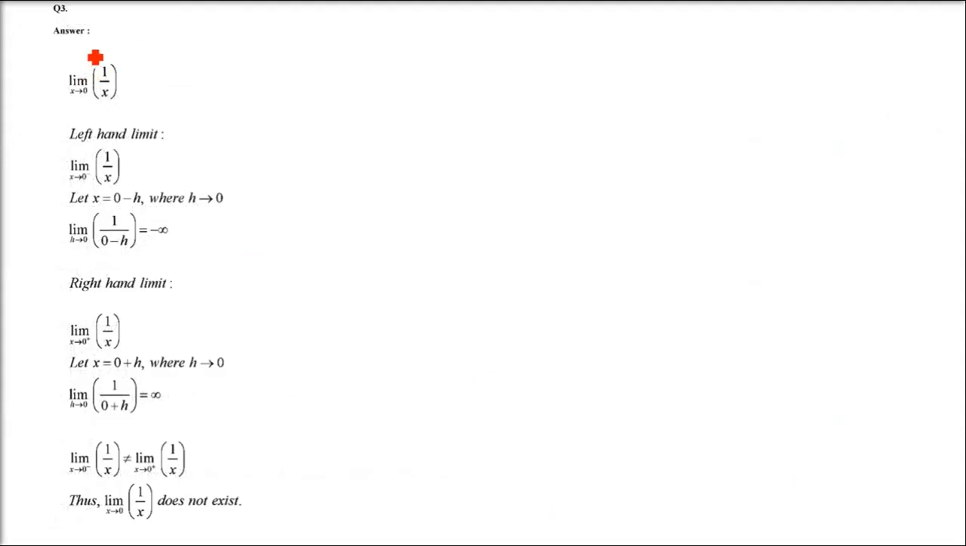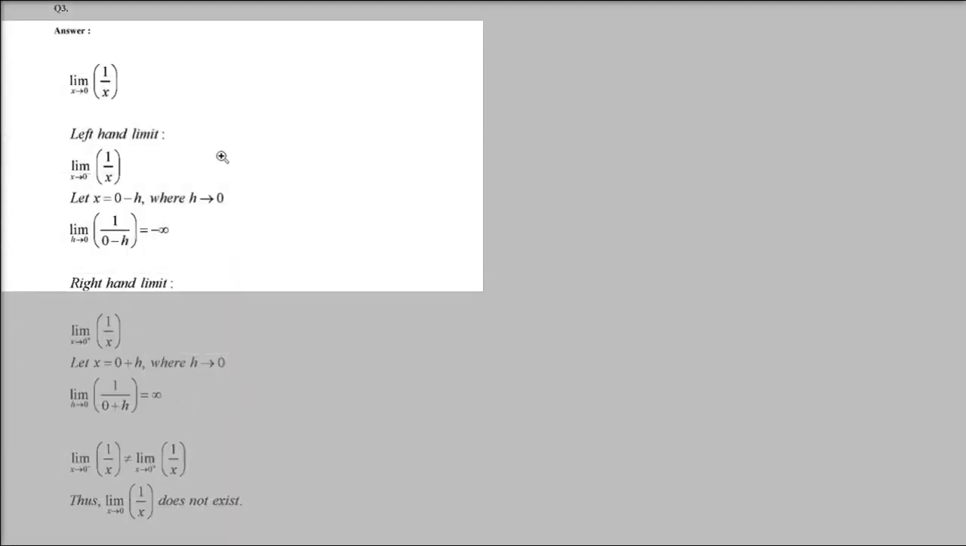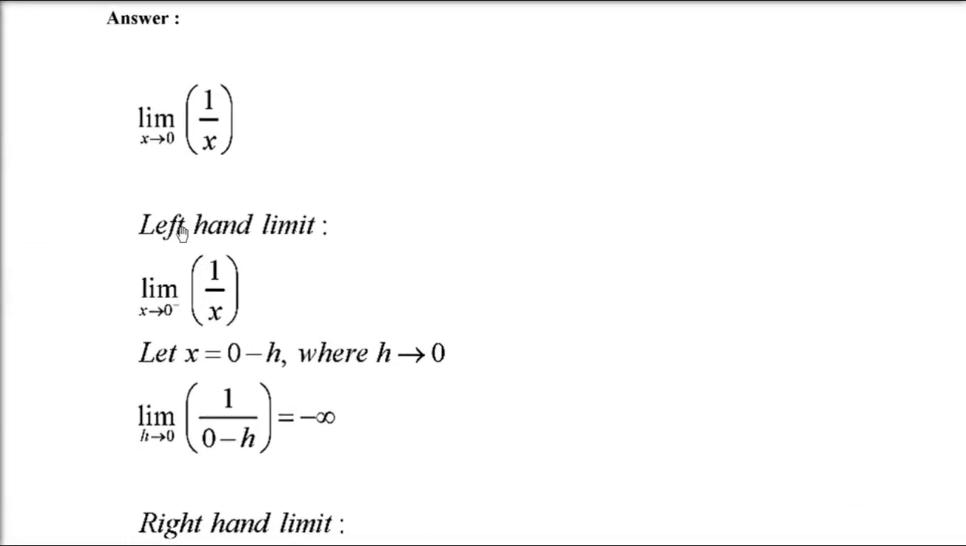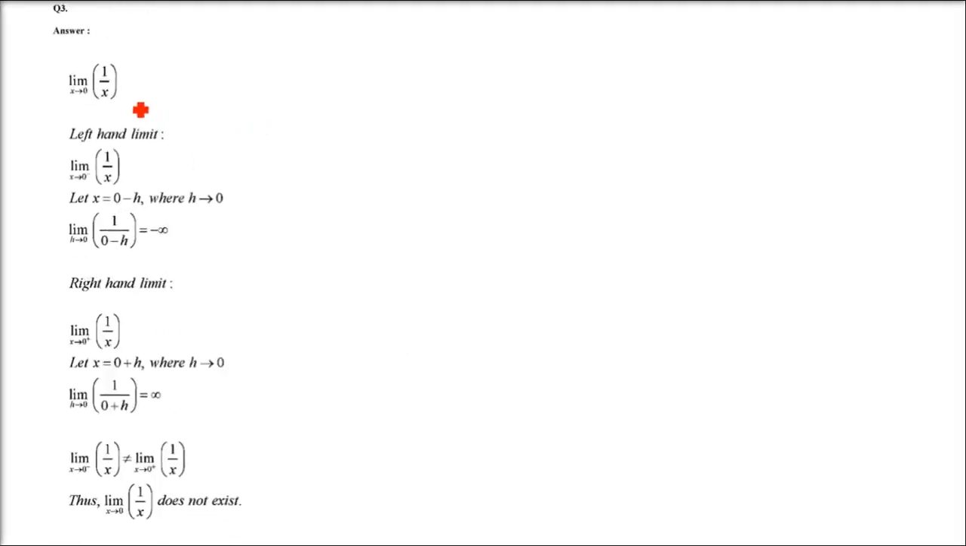Now question number 3 we have. Show that the limit x tends to 0 of 1 by x does not exist. So what we will do, I'll just show you what it actually means. We have to find the left hand limit and right hand limit, and show that they are not equal.